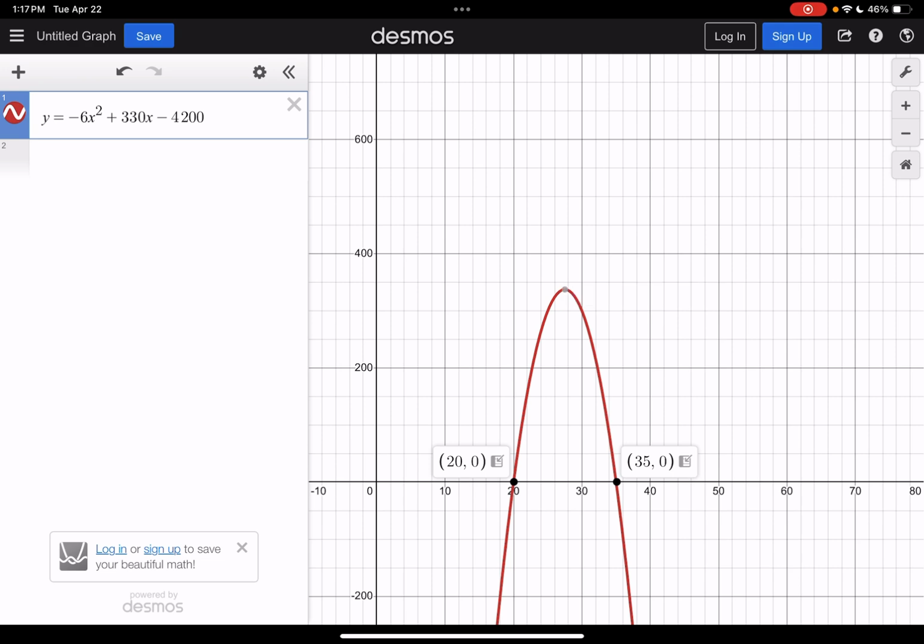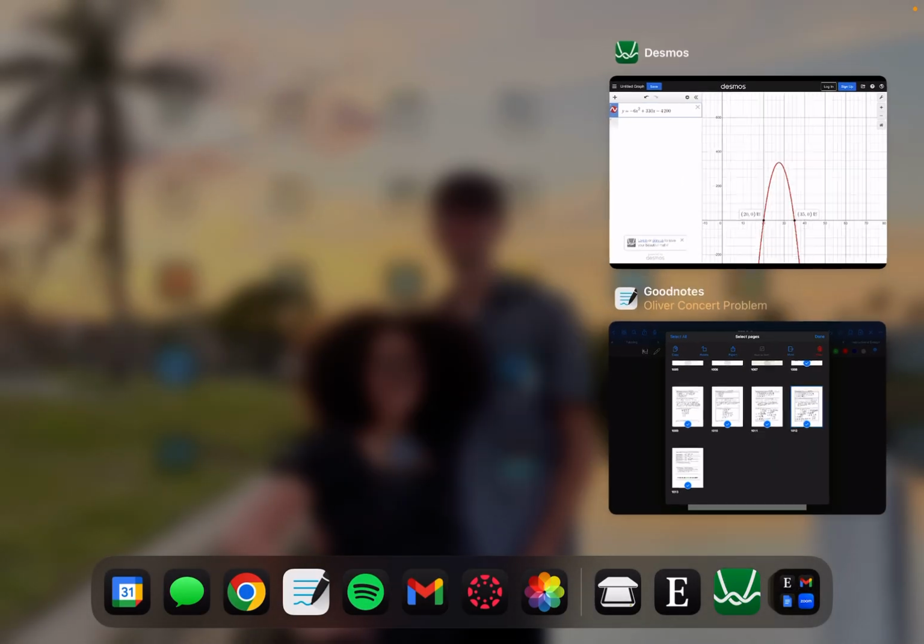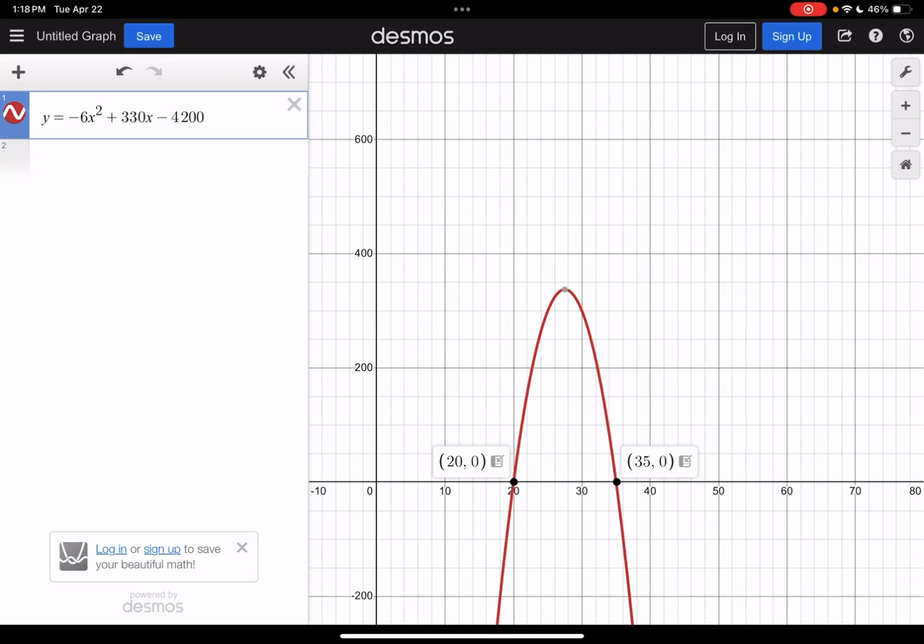So now if we go back, what we can see is that as long as the ticket price is between X is equal to 20 and X is equal to 35, right, as long as the ticket price is anywhere between those two, then the amount of profit that we're earning is positive, right? If we're below 20, then profit is negative. If we're above 35, the profit is negative. And so when we're between 20 and 35, that's where profit is positive.